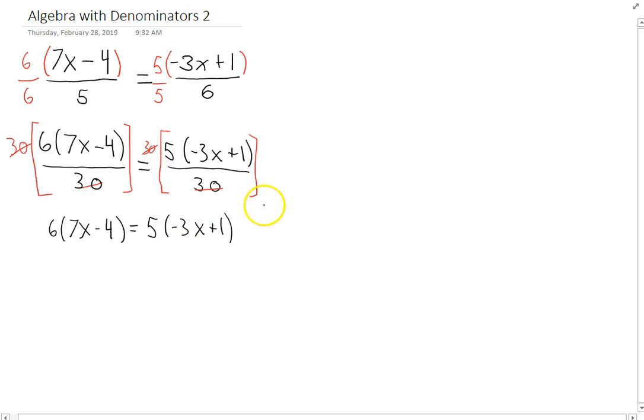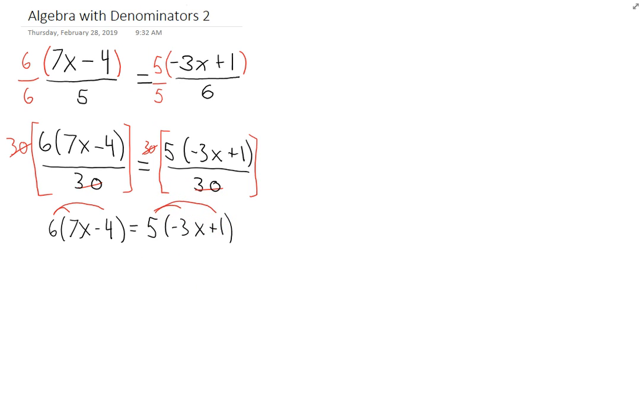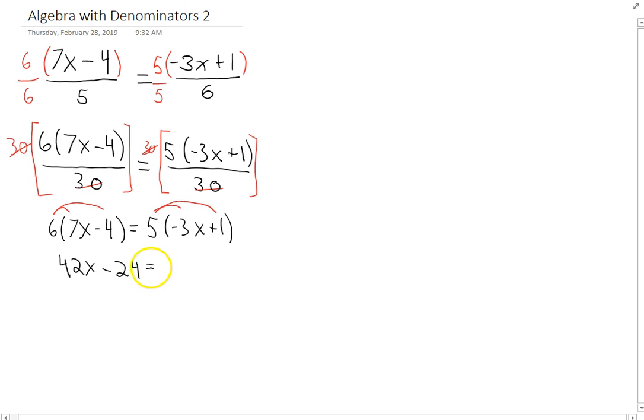Now that my denominators are gone, I can use my skills with polynomials, so I can distribute these coefficients and simplify and then solve. So let's do that quickly. 6 times 7x gives me 42x. 6 times negative 4 gives me negative 24. And that will equal 5 times negative 3 is negative 15x. 5 times 1 is plus 5. So this was just a simplifying step.